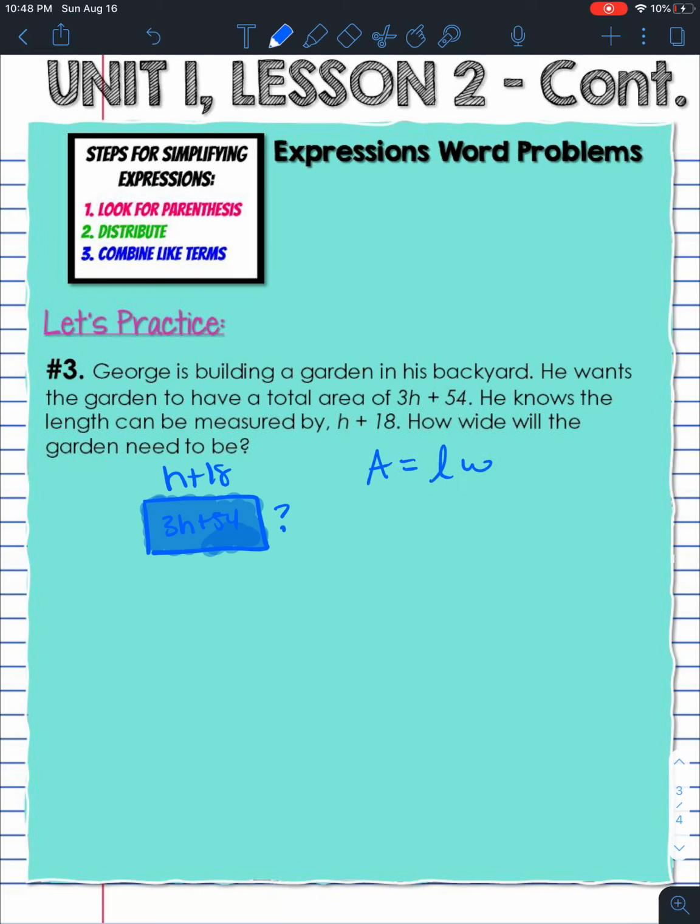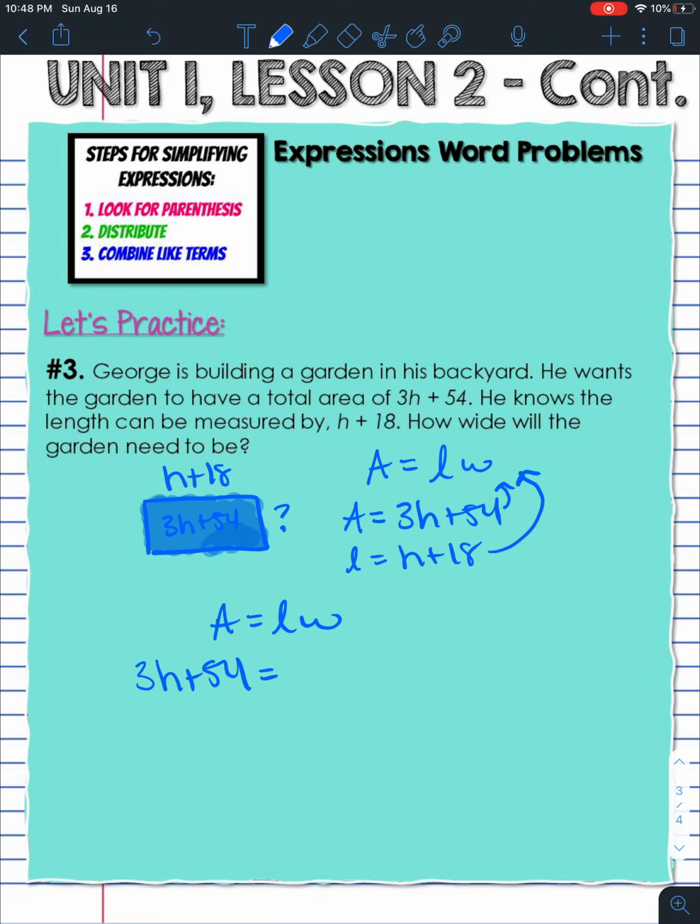So we know area is length times width, and we know that the area is 3h plus 54. We know that length is h plus 18. So can I plug these two values into this equation and see if we can figure out what the width is? Let's try that. So instead of writing A for area equals length times width, instead of writing A, I'm going to write 3h plus 54. And this equals, I'm going to move my W to the front. I'm going to reorder these things.